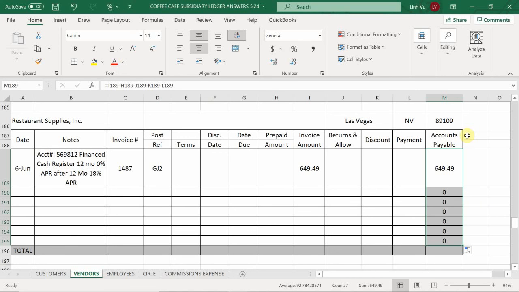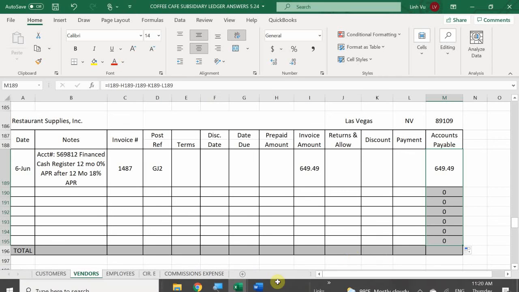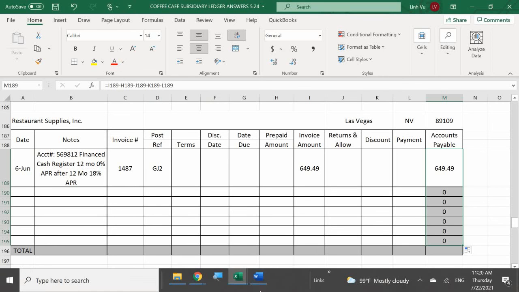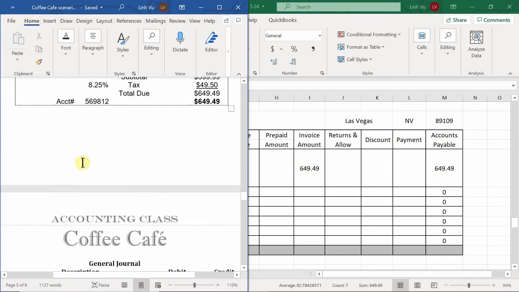Okay. So for that sales receipt, I agreed that I was going to make a payment. I was going to purchase a cash register for $649, but I'm putting it on an account, so I owe them money. Okay. All right. Any questions there? No. Okay. So let's go ahead and take a look at my scenario.